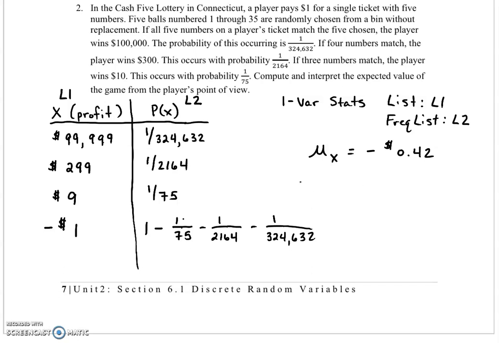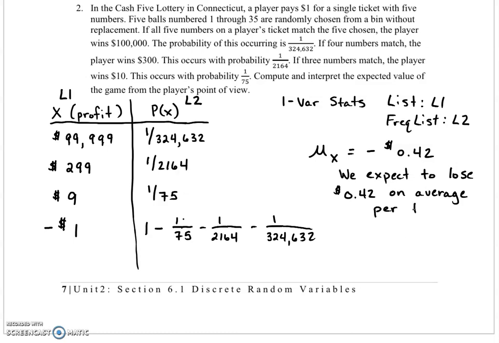It means if we buy a large number of tickets, we expect to lose 42 cents on average per ticket. Now remember again, that's if we buy a large number of tickets. Obviously, if we only buy 1 ticket and we don't win, we've lost $1. So this is averaging out over hundreds and thousands of tickets.